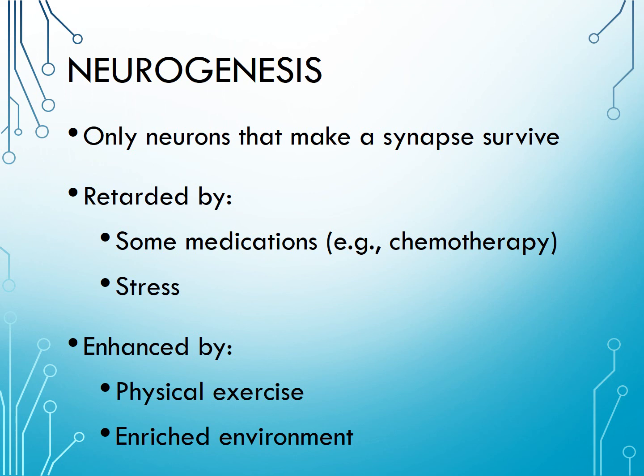On the opposite end, neurogenesis is enhanced by regular physical exercise. It is also enhanced by an enriched environment. Individuals that are in very stark environments with little ability to interact with sensory stimuli or other individuals show a reduction of neurogenesis compared to individuals that have enriched environments with various types of sensory stimuli and interactions with others.